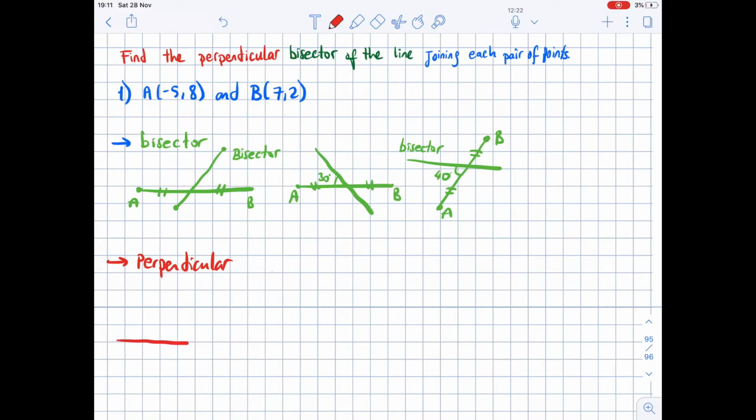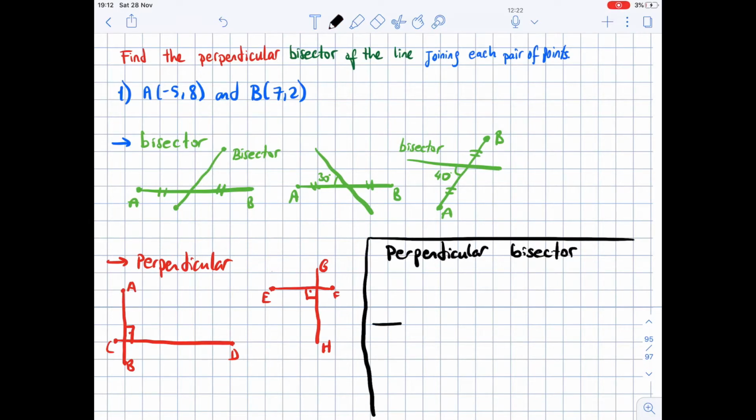Let's look at perpendicular right now. We have two lines again, but if the angle in between these two lines is 90 degrees, we say those two lines are perpendicular to each other. So line AB is perpendicular to line CD. Let's see another example. Line segment EF and line segment GH. So EF is perpendicular to GH.